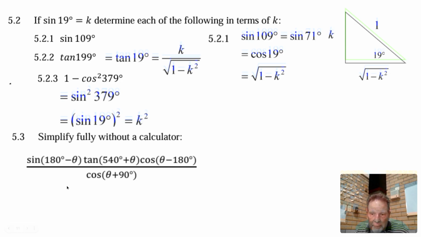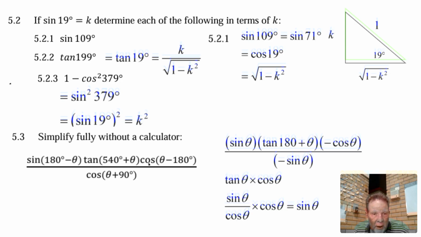Okay, here's the next part. The sine of 180 degrees minus theta. We're supposed to simplify it. Well, that's the second quadrant. Sine's positive there, so the answer is just sine theta. This is, if I take 360 away from this, it's 180 plus theta. The cosine of theta minus 180 is just minus cos theta. And the cosine of 90 degrees plus theta is minus sine theta.